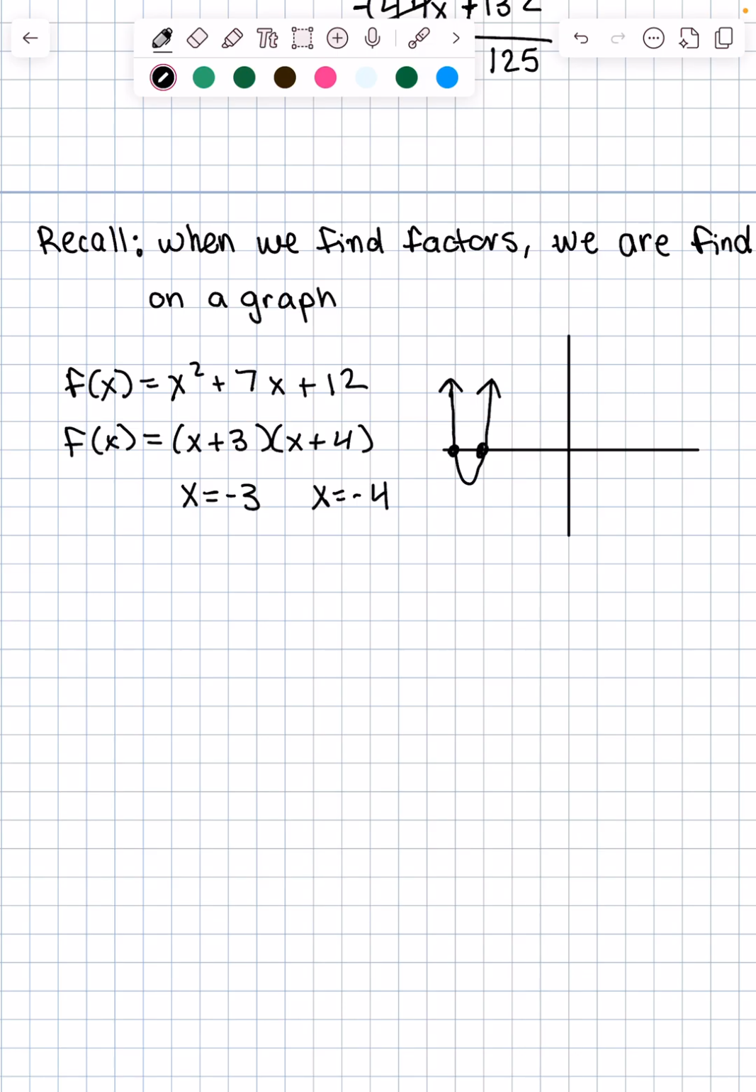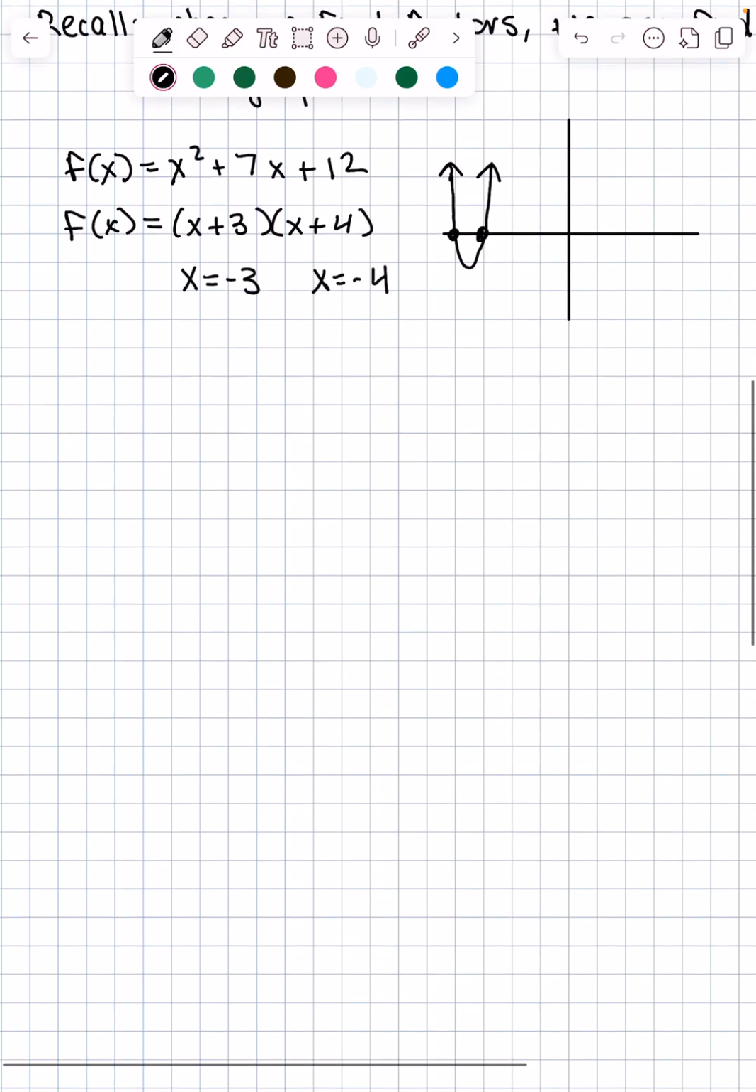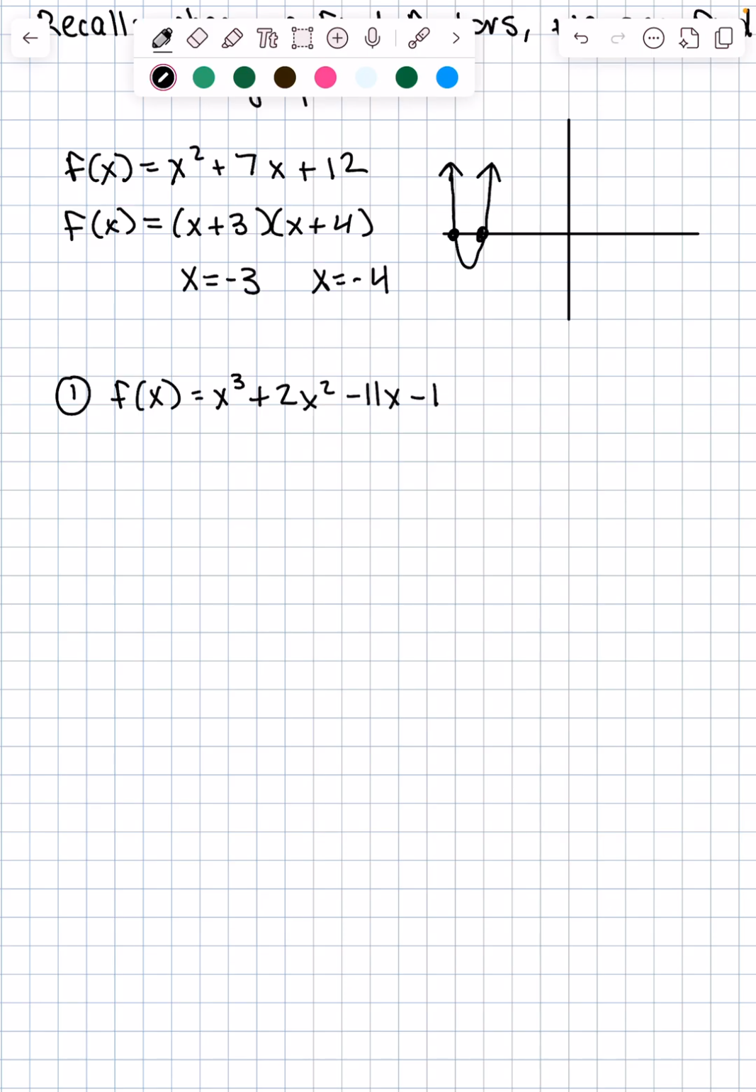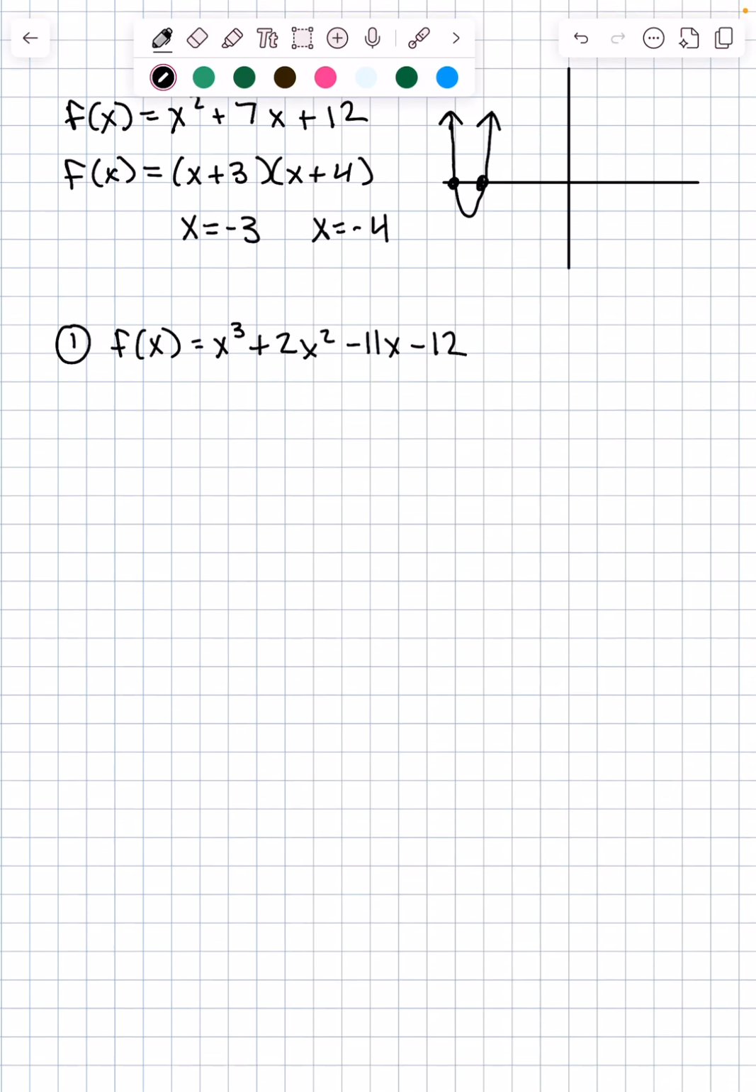Okay, so let's do an example, and then we are going to learn a theorem today. So let's say I had the polynomial f of x is equal to x cubed plus 2x squared minus 11x minus 12. Well, we talked about that since the degree of this polynomial is 3, we have 3 solutions for x. So that's basically what we're going to call the fundamental theorem of algebra.